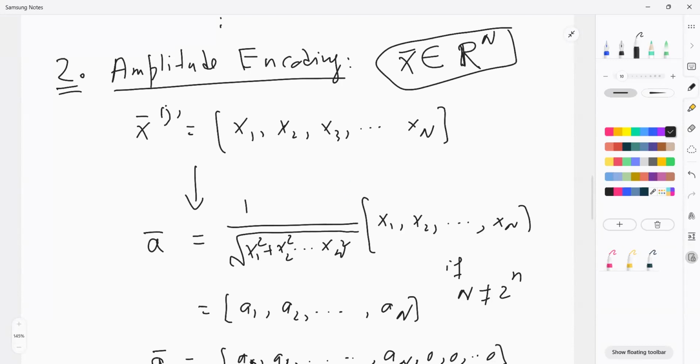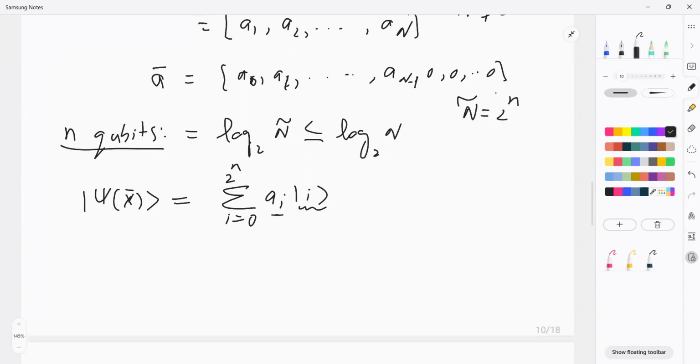There's another question: how do we define the depth of circuit? So in classical networks, there is a concept of depth, but not directly relevant here. But in quantum circuits, the depth means how many layers of circuits we have to execute. All right. So any question about the amplitude encoding?